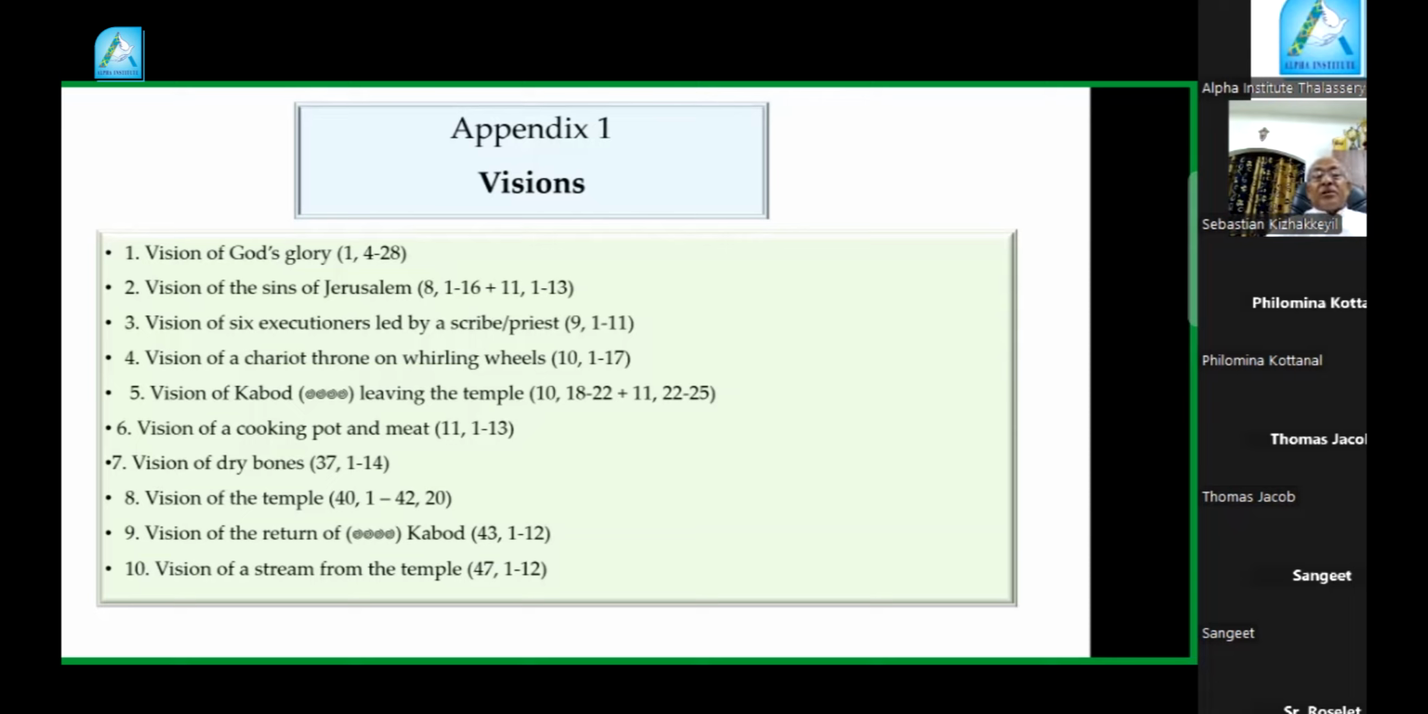Next is chapter 10, 1 to 17. Just like the vision of chapter 1, we also have a vision of a chariot throne on whirling wheels. Chapter 10, 1 to 7. That is another vision. Those who are in the throne are given a command. They have to take burning coals from the sanctuary of the temple and scatter them over the city.